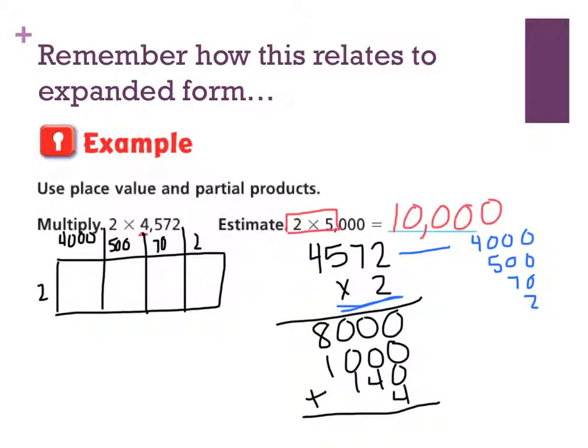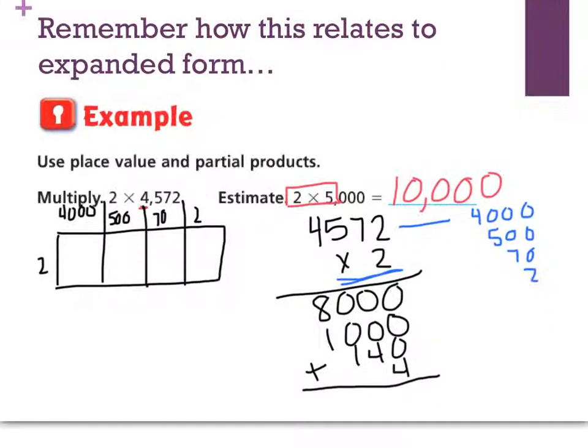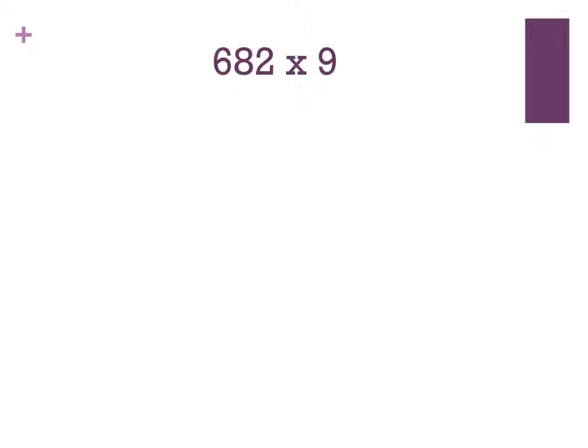Now, I want to add my partial products to make sure that they all line up. 4 and 4, and 1 and 8 plus 1 is 9, gives me the answer 9,144. So when you do partial products, you don't have to draw the place value box. It's there to help you.